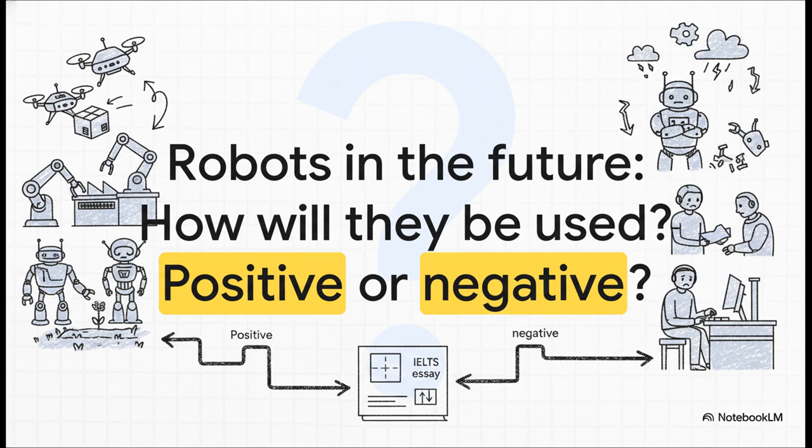Now the first thing you have to notice here is that it's not just one question. Nope, it's actually 2 questions rolled into one. First, how will robots be used? And second, is this a good thing or a bad thing? To get a top score, you've got to answer both of those parts really clearly.